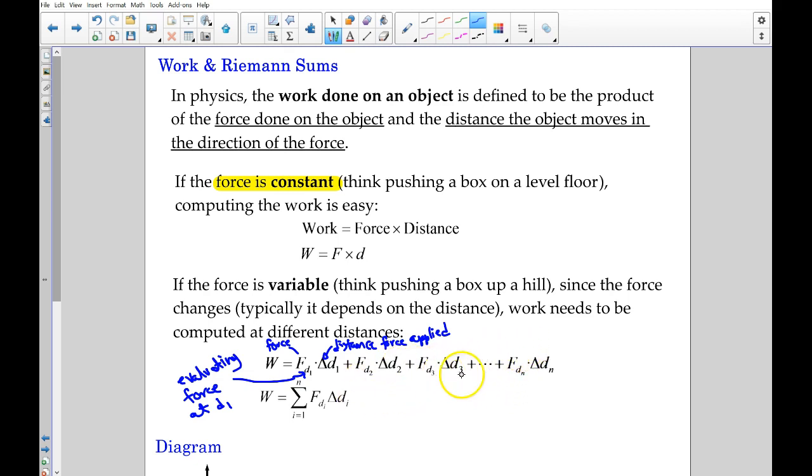We may have, say, n different intervals that we have force being applied over. So in shorthand notation, we can use a Riemann sum, or sigma notation. This is starting the sum at 1, going to n, and adding those products together.